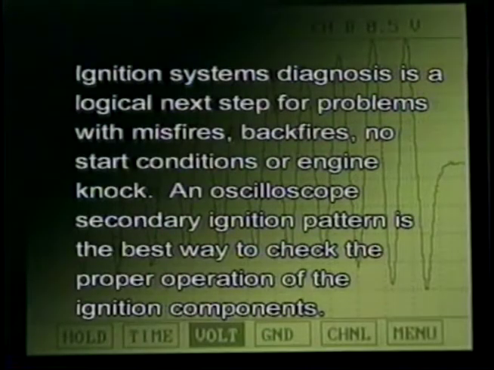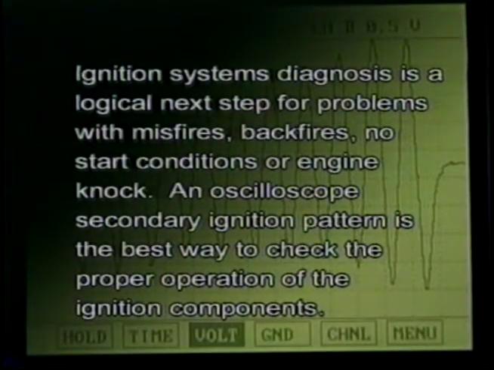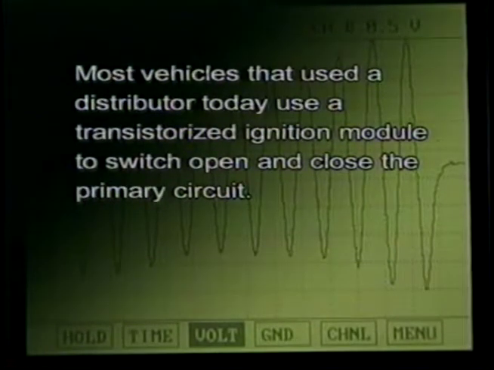Ignition systems diagnosis is a logical next step for problems with misfires, backfires, no start conditions, or engine knock. An oscilloscope secondary ignition pattern is the best way to check the proper operation of the ignition components. Most vehicles that use a distributor today use a transistorized ignition module to switch open and close the primary circuit.